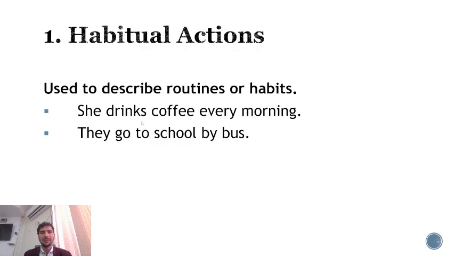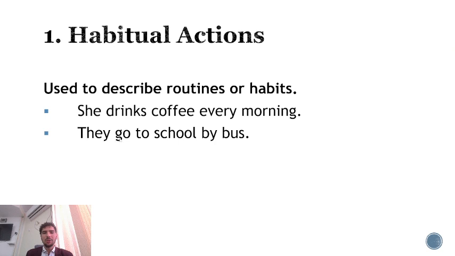So the first use of the simple present tense is to show habitual actions. It is used to describe routines or habits. Routines are the things that we all do every day, or some habits that we can't give up, we do them every day. Here are some examples to make the topic clear for you. She drinks coffee every morning. It's a habit, every morning, and it shows the habit.